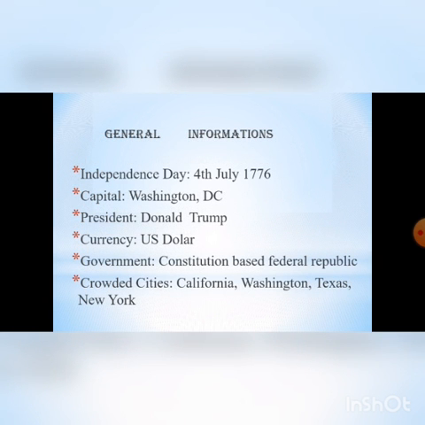General information. The Independence Day of the United States is on the 4th of July, 1776. The capital of the country is Washington. The President of the USA is Donald Trump. The currency is the dollar. The government is a constitution-based federal republic. Crowded states are California, Washington, Texas, and New York.